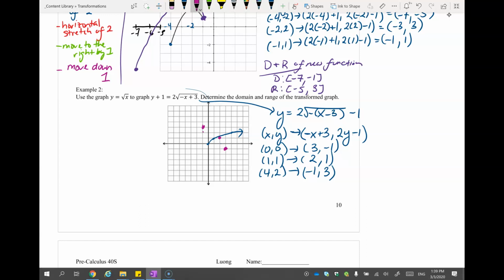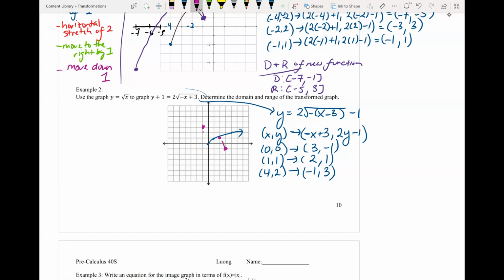And then I'm going to connect them from my starting point, which is 3, -1. That's something like that.